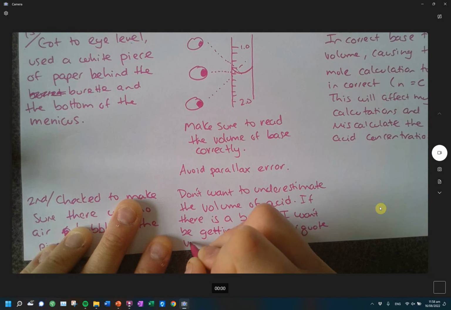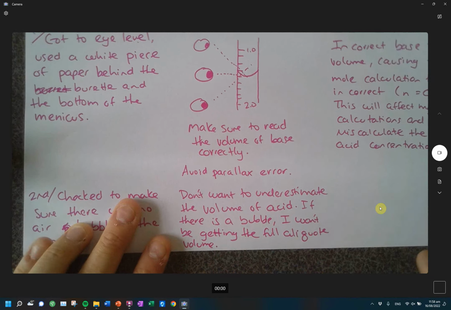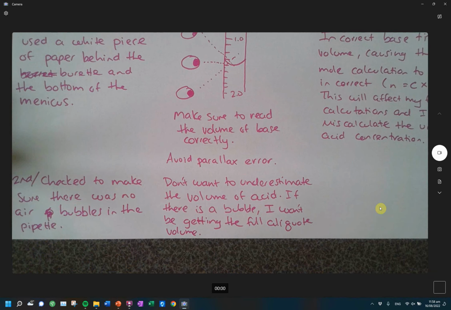I'm writing it in a lot of detail, just so that way you guys can kind of see what I'm thinking full circle. So I won't get an accurate aliquot volume if there's a bubble in there, because that bubble in there means I'm missing some of that acid. You're gonna put that on real quick? Yeah, and I'm recording it so you can watch it again.